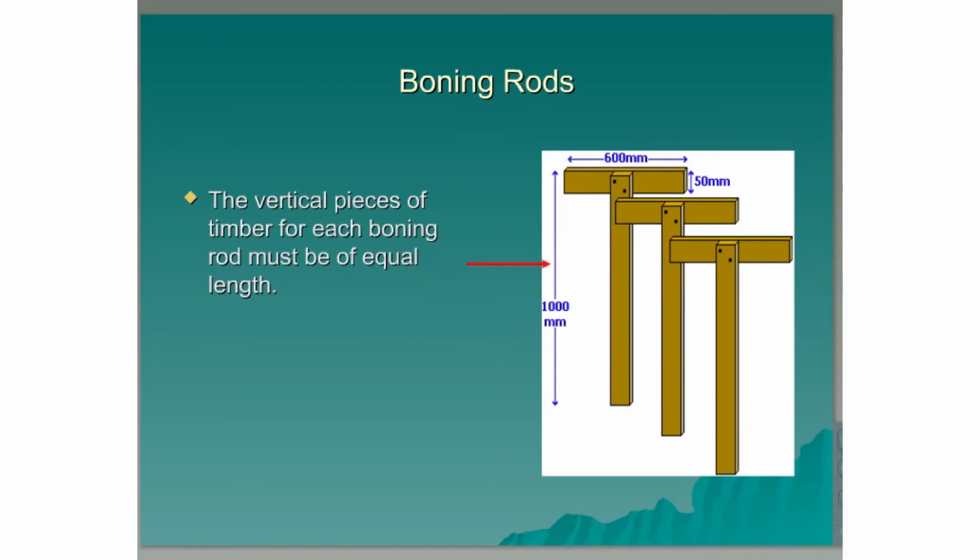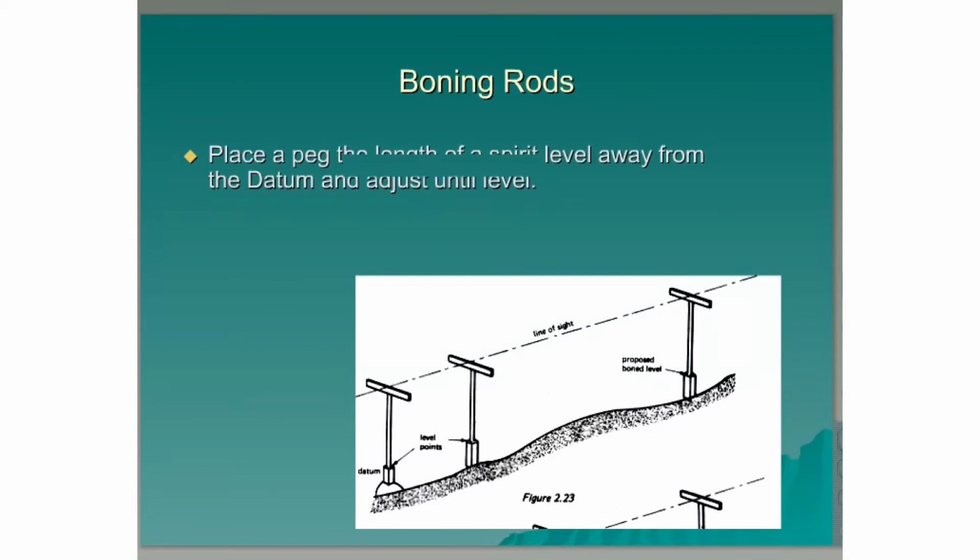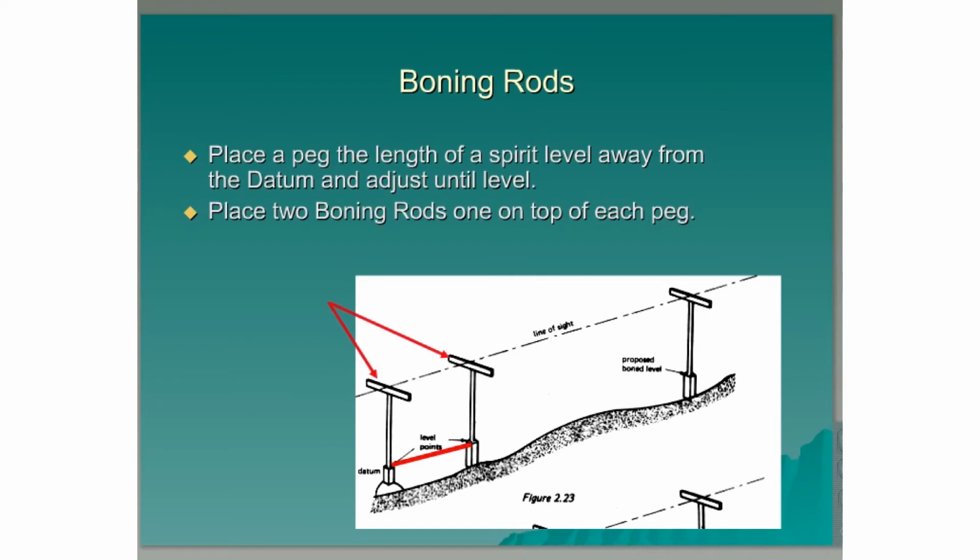The vertical piece of timber for each boning rod must be of equal length. How to use boning rods. Place a peg the length of a spirit level away from the datum and adjust until level. So we have 2 level pegs. Place 2 boning rods, one on top of each of the pegs.